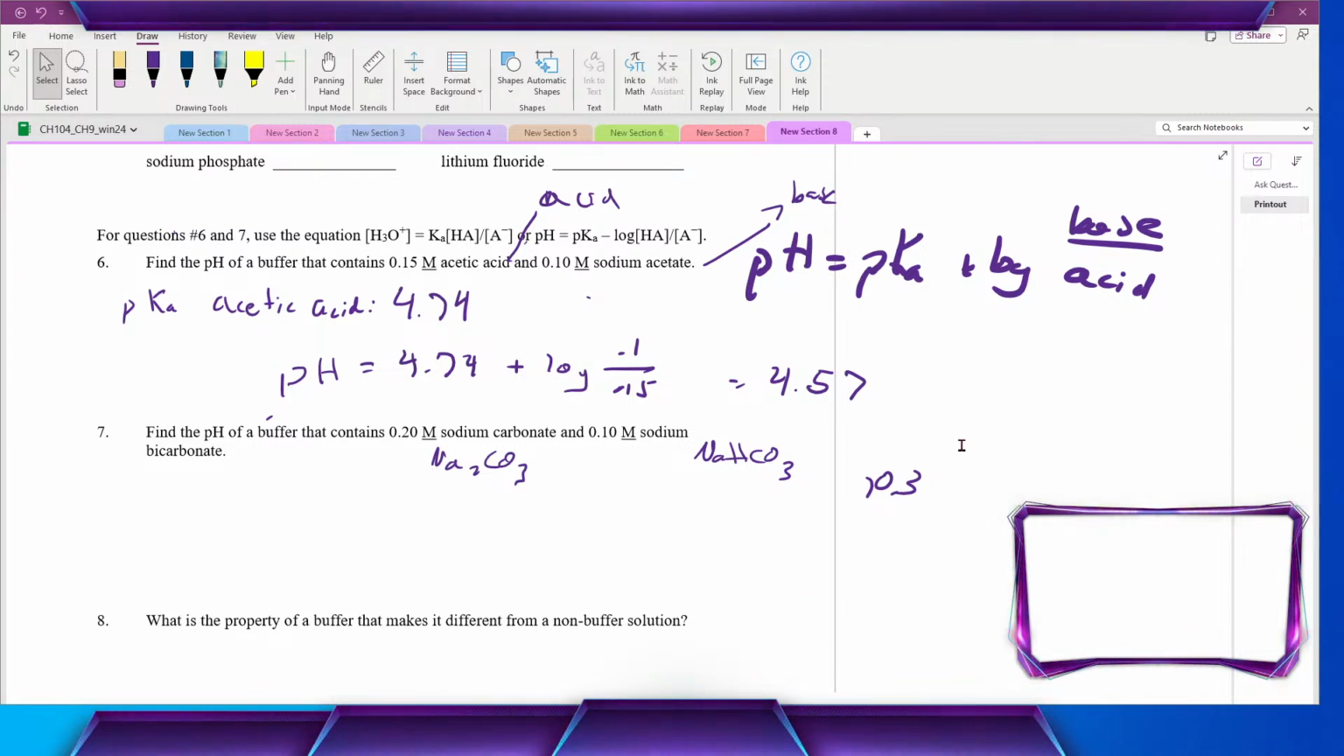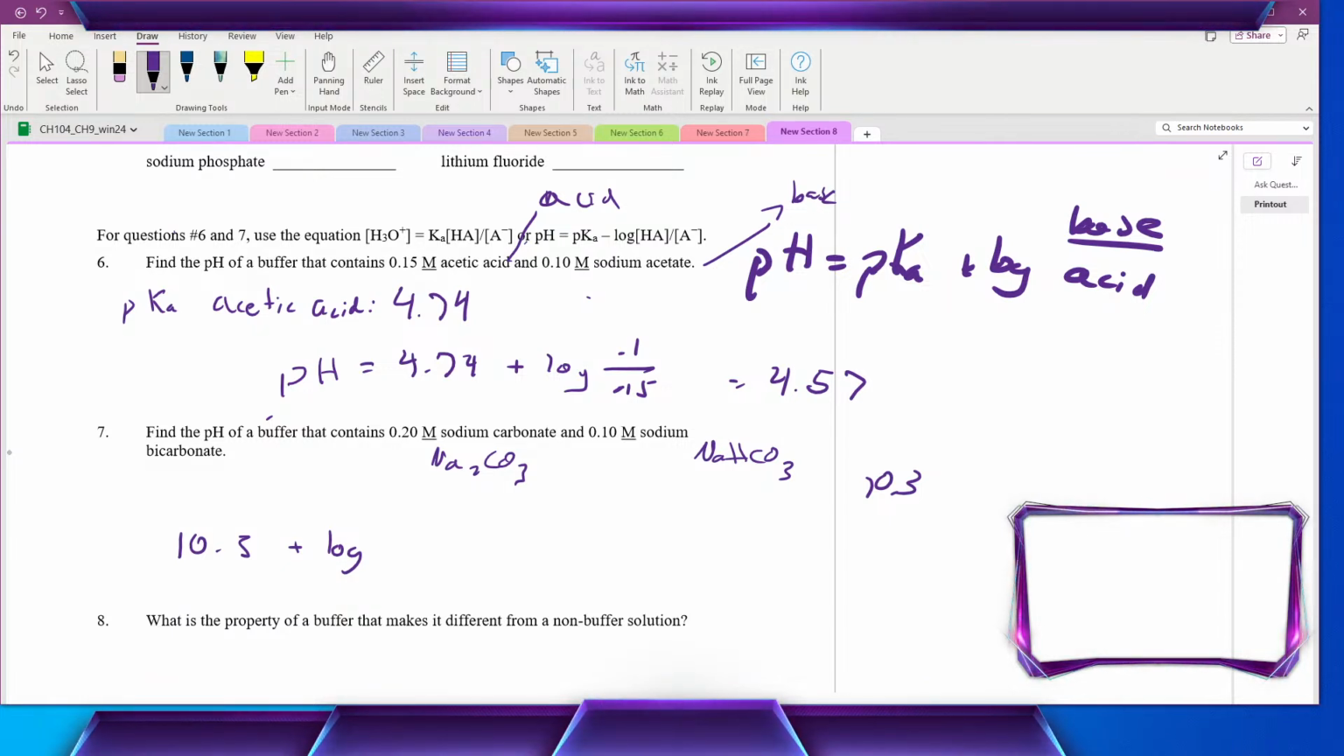And so again, on an exam, I would give that to you. And so then we can go to our 10.3 plus our log. And then this is our base, comparatively speaking. So this is sodium bicarbonate, which could go on.